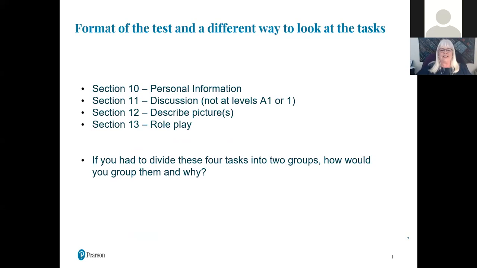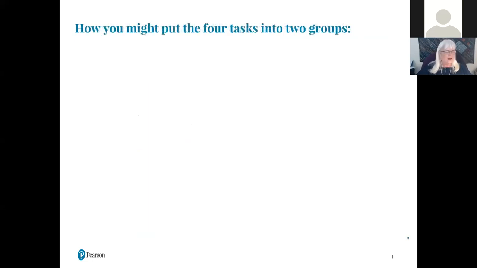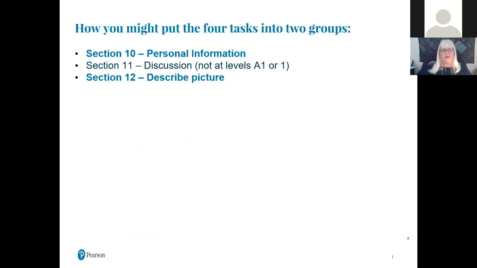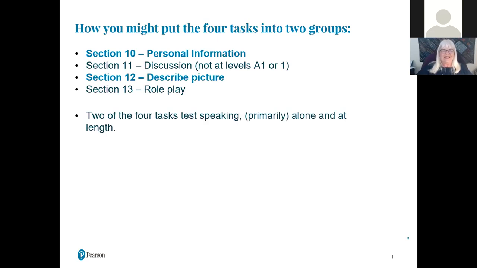And I'm going to suggest that in the next slide. So we've got 4 tasks. They kind of fall into 2 different groups. And I've color coded them to show you what I think those are. So if you see, I've color coded 10 and 12, which I earlier told you we were going to cover today. And these 2 tasks test speaking primarily alone and at length. Okay, the personal information and the section 12 describe the picture.